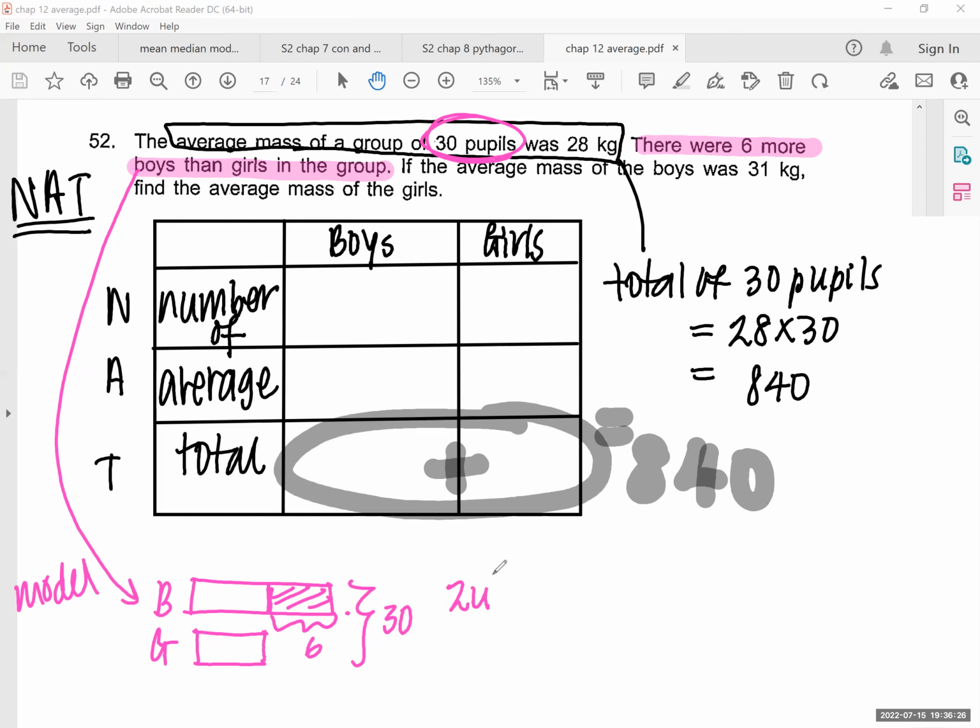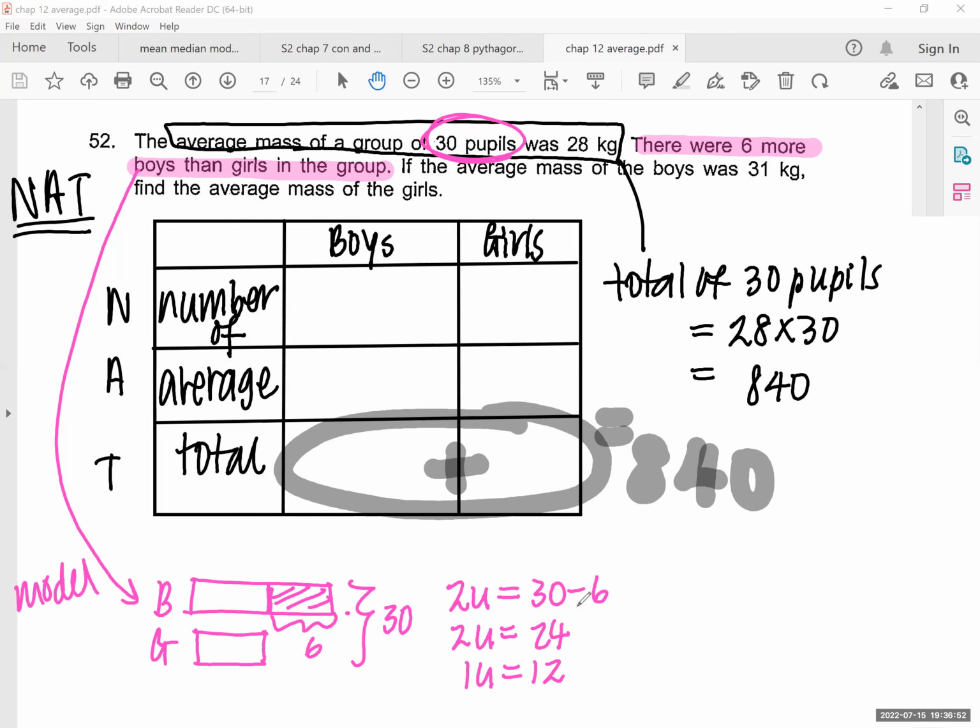Yes, 2 units first. 2 units will give me 30 minus 6. What do I write first? After 2 units, equal to 30 minus 6. Yes, then from here I can find 2 units, then find 1 unit. 2 units is equal to 24. And then from here I can find 1 unit, 12. 1 unit is 12. And this 1 unit is 12 means I can find the what?